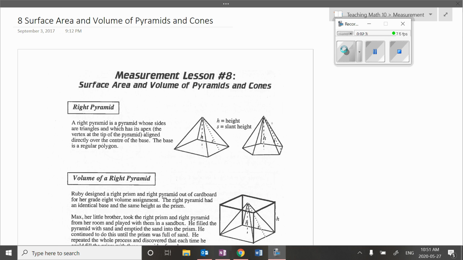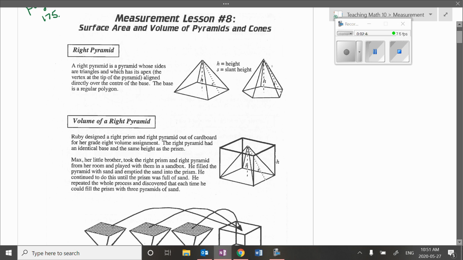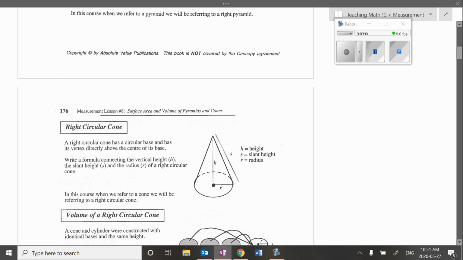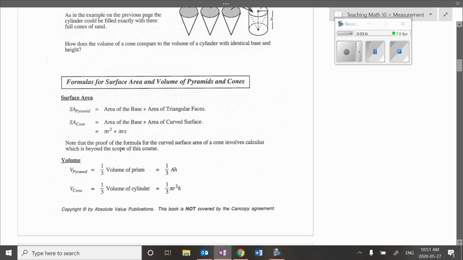Now if you turn to page 175, I'm going to do a quick review or introduction of the surface area of pyramids and cones. So a pyramid has that square or rectangular base, and a cone is like your stereotypical ice cream cone. The next couple slides on the Google Slides go into a little bit more depth about these shapes. But here are our general formulas for them.